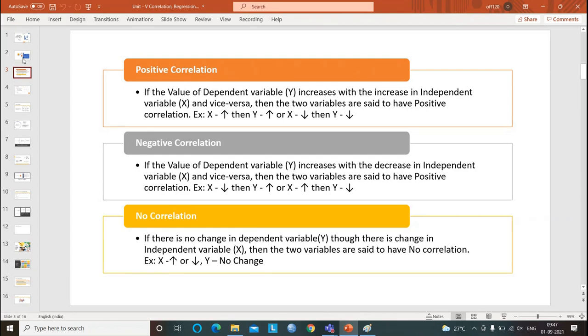Next one, positive correlation. Positive correlation means if the value of x is increasing, y is also increasing. Then x and y are said to be positively correlated. Or if the value of x is decreasing and the y value also decreases, then that is called positive correlation as well. Let's take a small example.